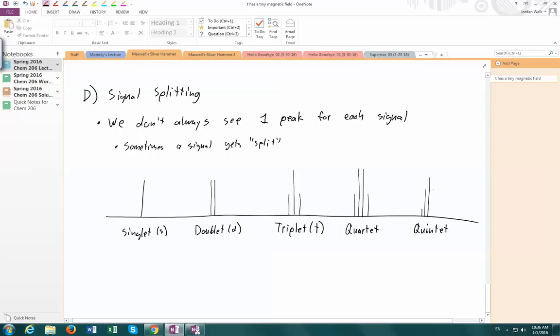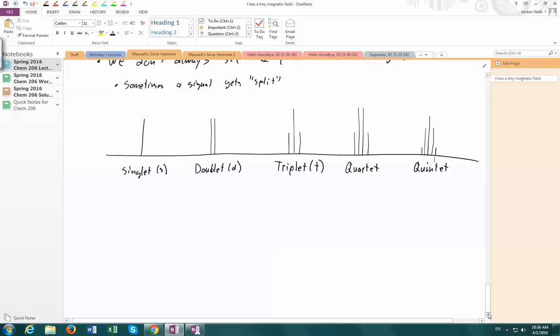And so we can explain why this is relatively easy. That's basically the rest of class, what we're going to explain: why we see the different peak heights or different peak areas in each of these signals being split. All right, so the question, why? Why do signals become split? Why do we end up seeing this, and how is it useful?